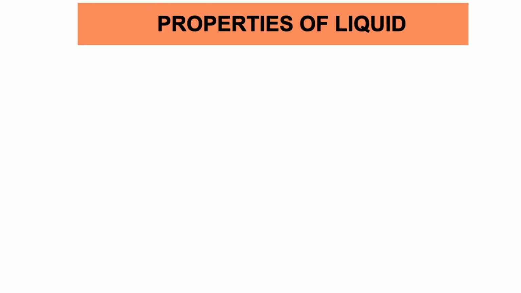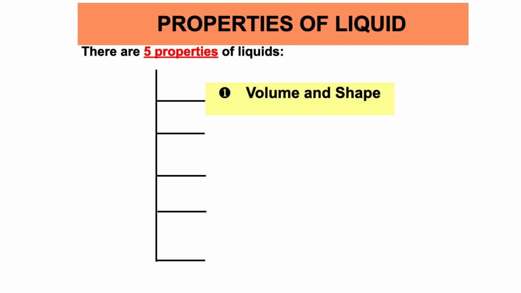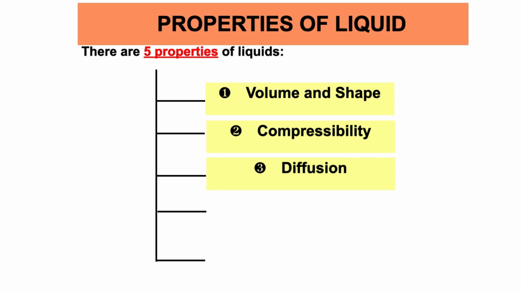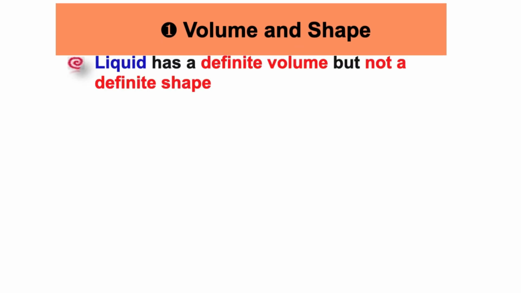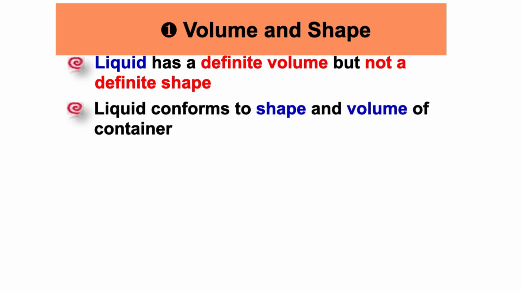There are 5 properties of liquid. The first one is volume and shape, compressibility, diffusion, surface tension, and viscosity. For the volume and shape, liquid has a definite volume but not a definite shape. So, liquid conforms to the shape and volume of its container.